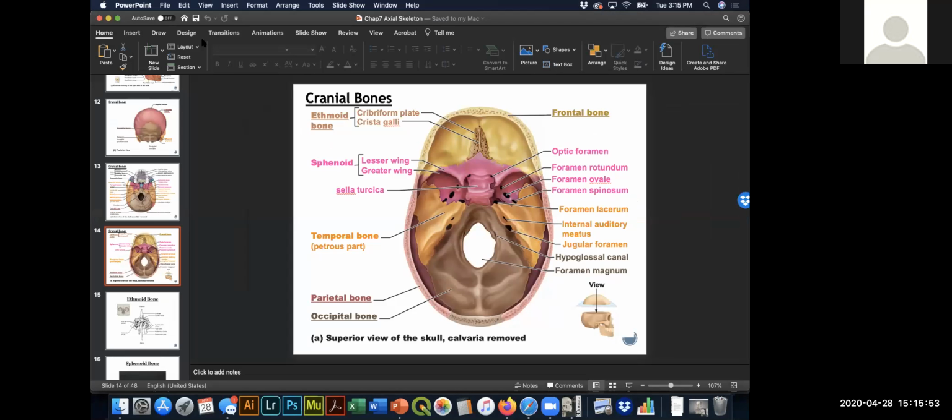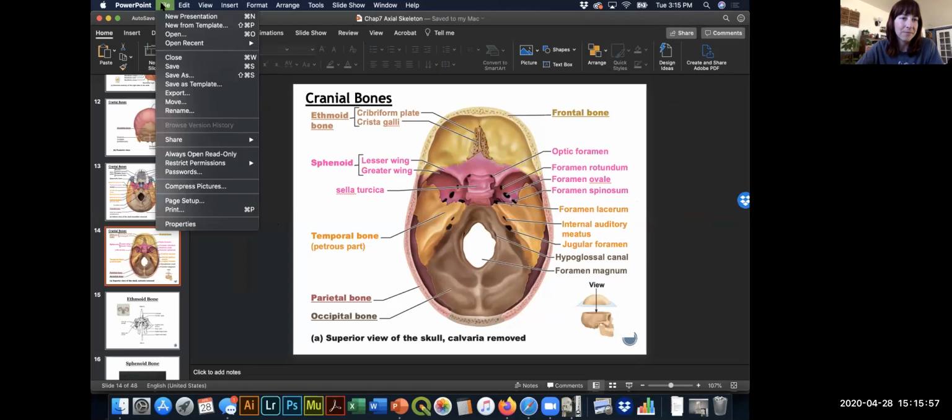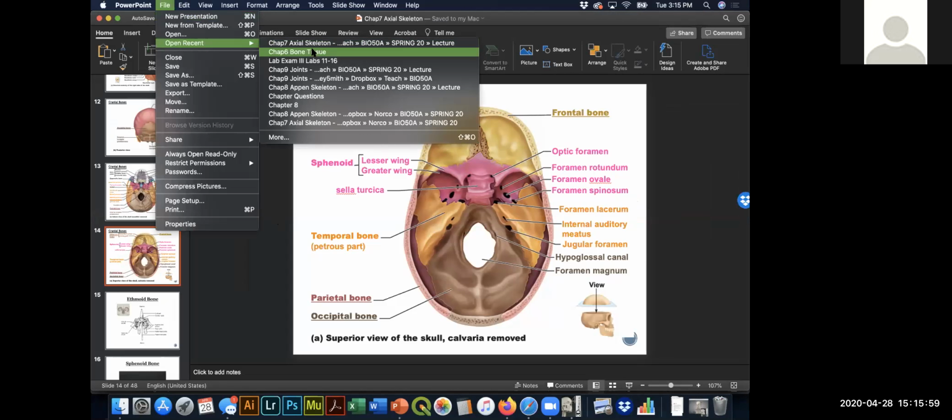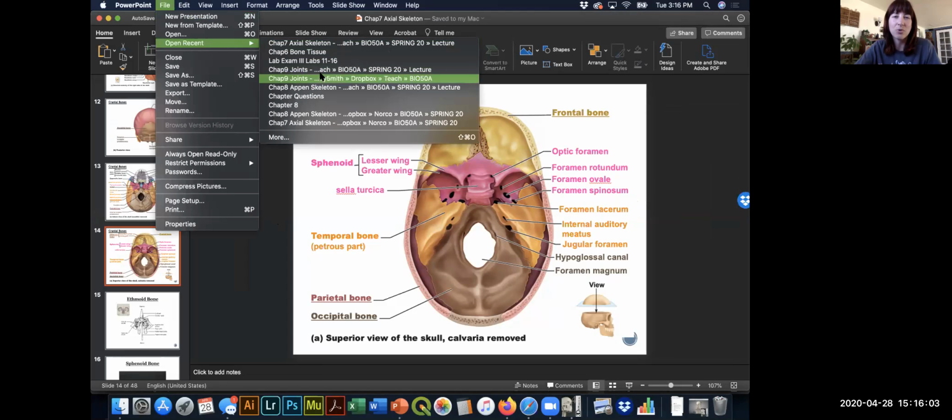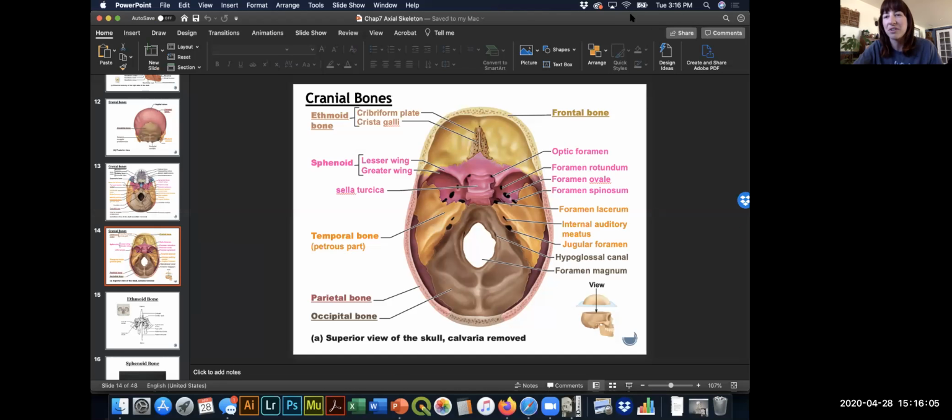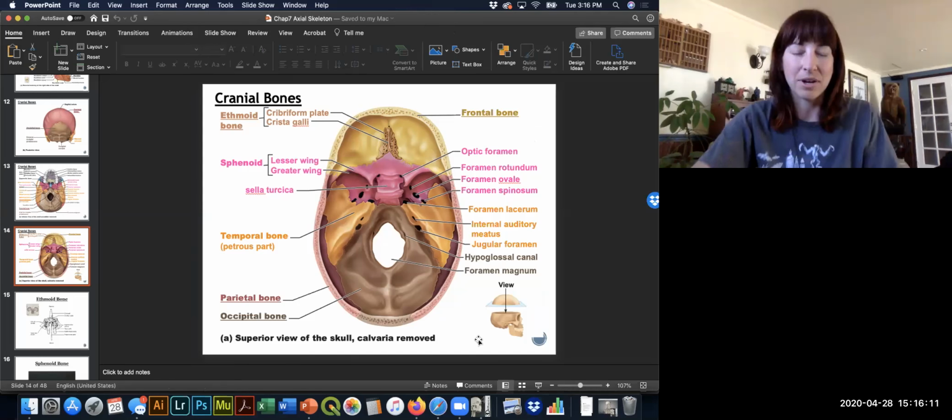So may I ask a question about chapter 9? Absolutely. What's the difference between circumduction and rotation movement? Excellent question. For this one, I think it'd be easier if I got up. So let me make my screen bigger so I can see.